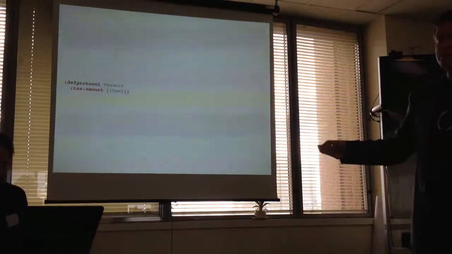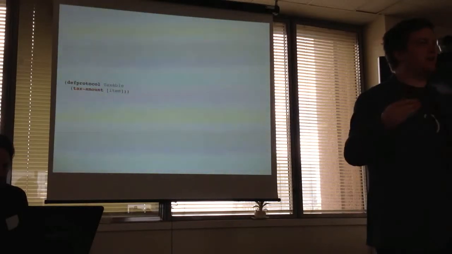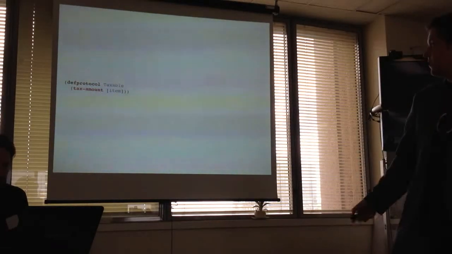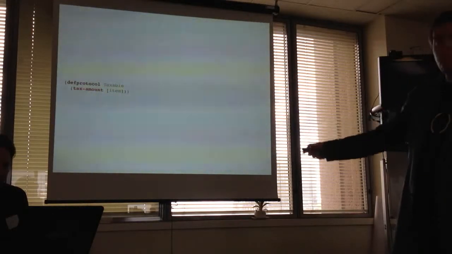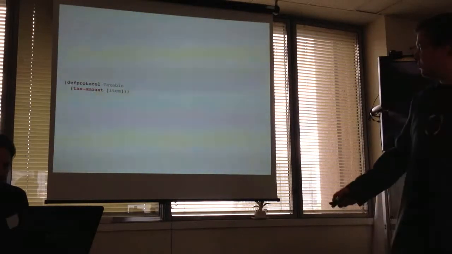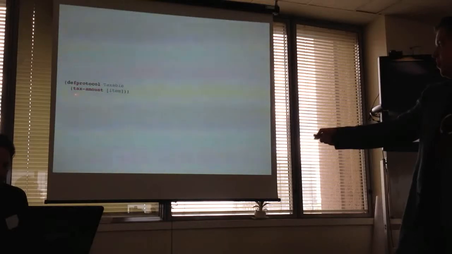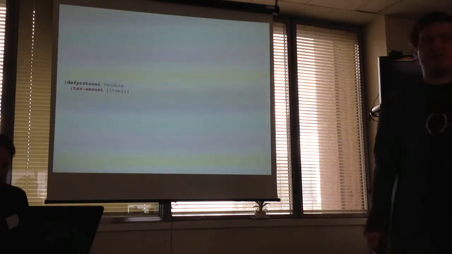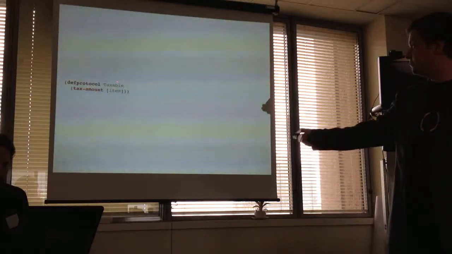In Clojure, you can define a protocol, which is kind of like an interface, independently of any data. So here we're saying that we have the taxable protocol, and sorry if this is a bit small for the guys at the back. And to implement the taxable protocol, you need to implement one method, which is tax amount, and that will have one argument, which is the item.